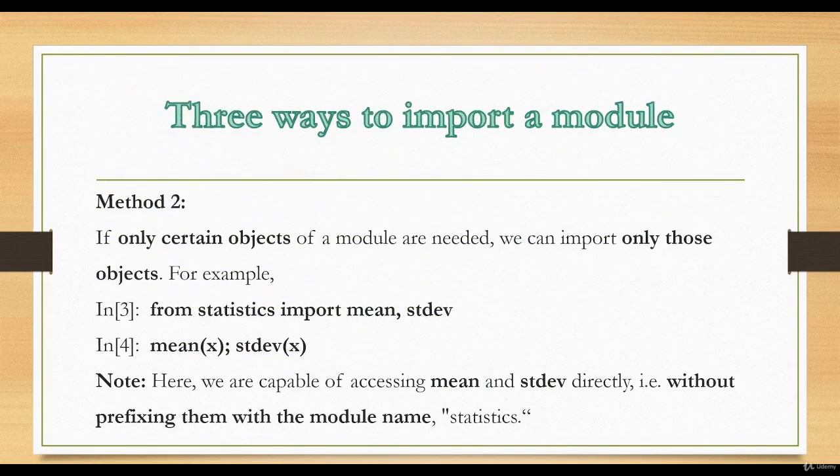The other way of importing the module, if you want to import only certain objects from the module, then you can use from module name import, and you want to import only mean and standard deviation. In that case, the prefixing with the module name is not required. You can directly use mean and standard deviation function.